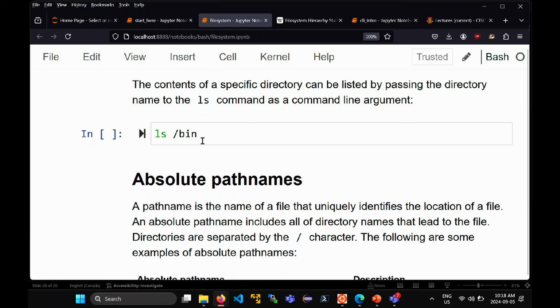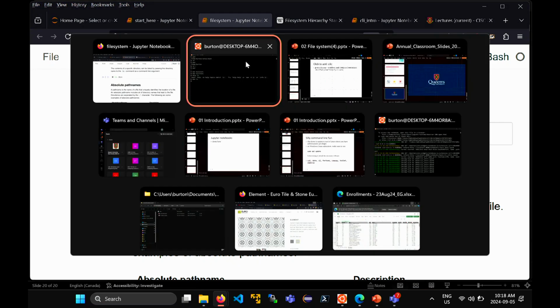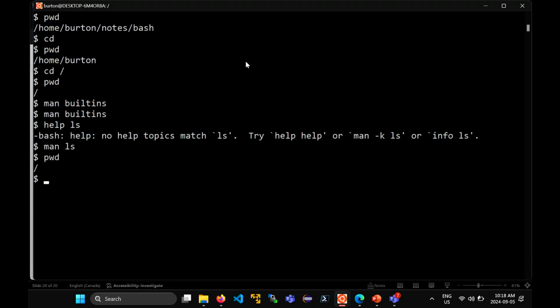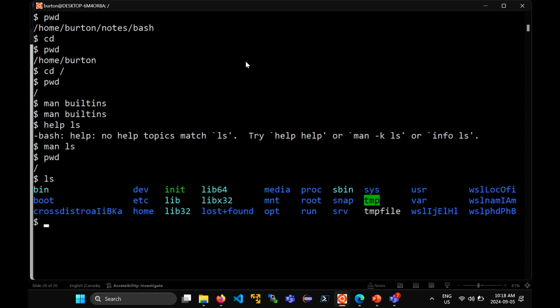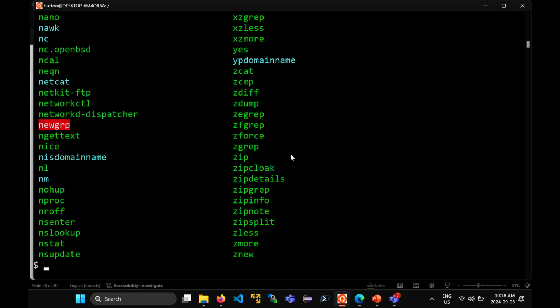Okay, so a little bit more about ls. ls doesn't just list information about the current directory. You can use ls to list information about any file. So where am I right now? I'm in the root directory. If I type ls, I get all the files in the root directory. If I'm in the root directory and I type ls bin, that will list all the files in the directory called bin that is in the root directory. So there it is.